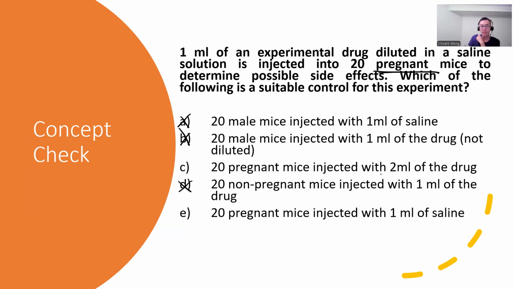Now, for the control group, for the placebo, control and placebo are sometimes used interchangeably, right? For the control group, do we give them more drugs or do we only give them saline? Well, if you remember, the control group is not supposed to have any active ingredient, right? So the correct answer would be E.